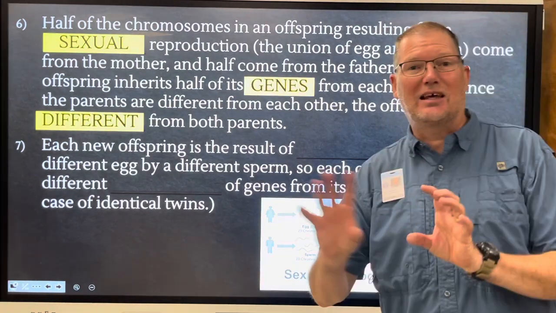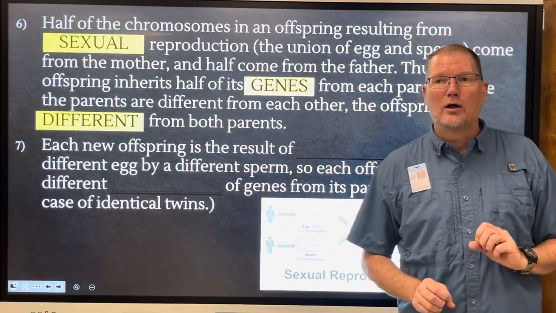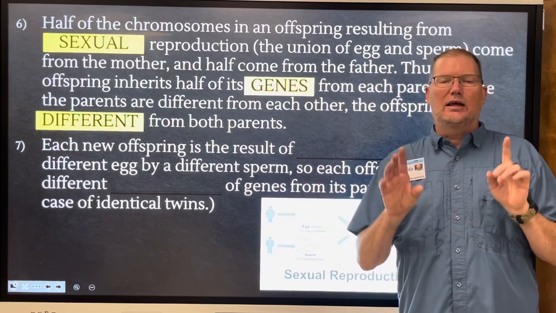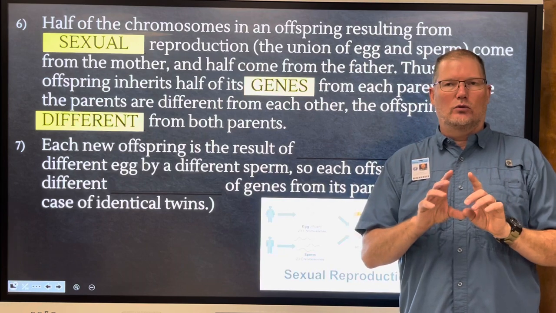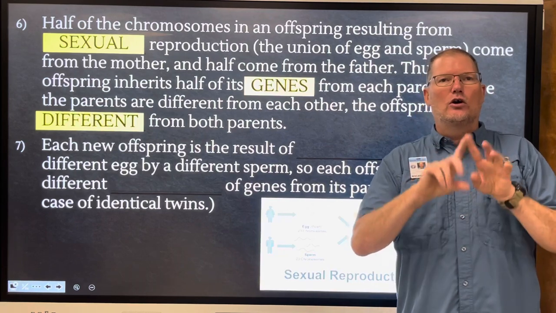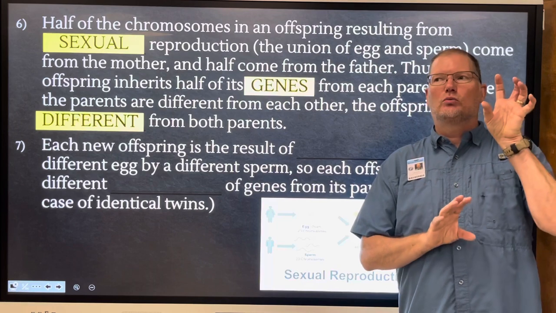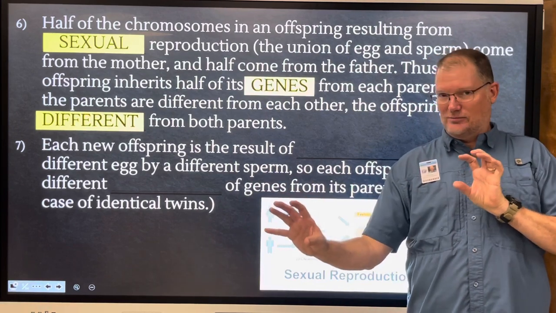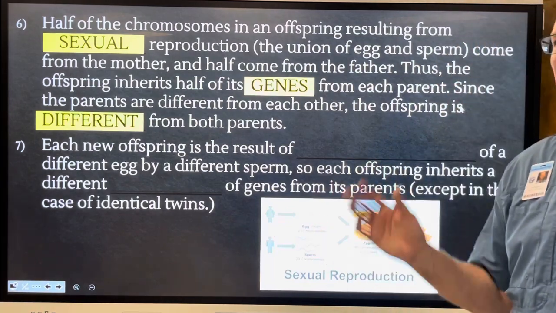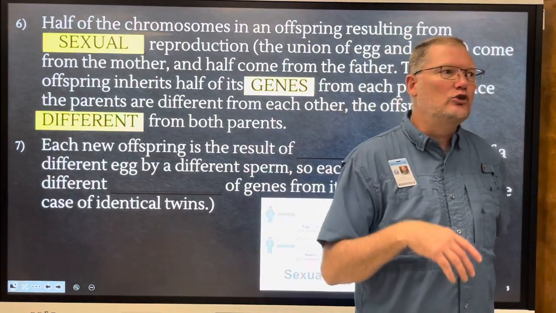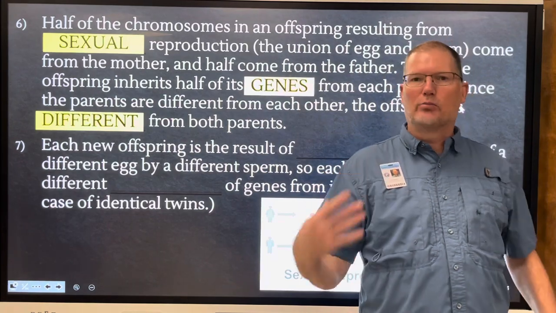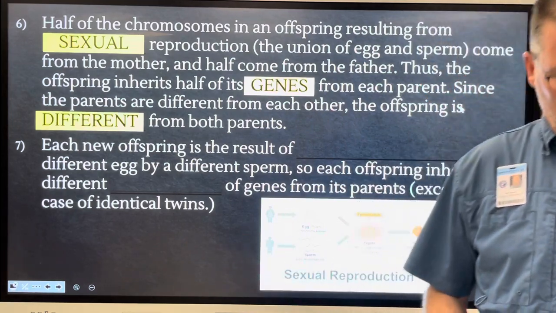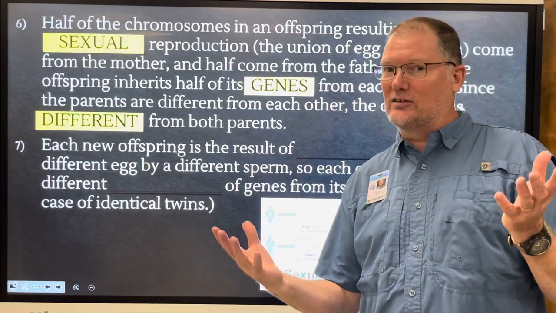Because even though you have siblings, brothers and sisters, who are also half of mom and half of dad, remember what happens in meiosis, or in that crossing over where genes are mixed. So we're going to learn more about this later. Not everybody gets the same genes, okay? That's why you may have brown hair, but your sibling has blonde hair. You may have blue eyes, but your sibling has brown eyes. You may be short, but your sibling's tall, vice versa, okay? You may be a boy, sibling's a girl. That's a big one.